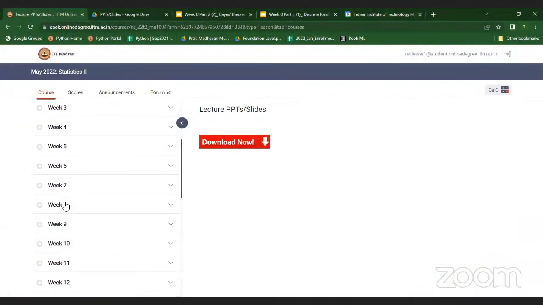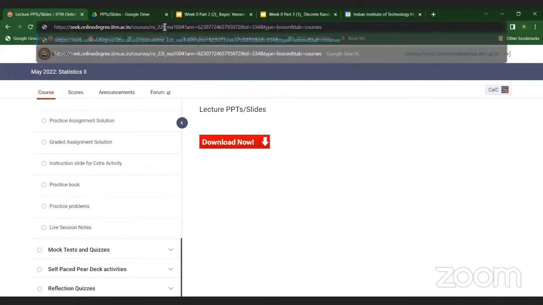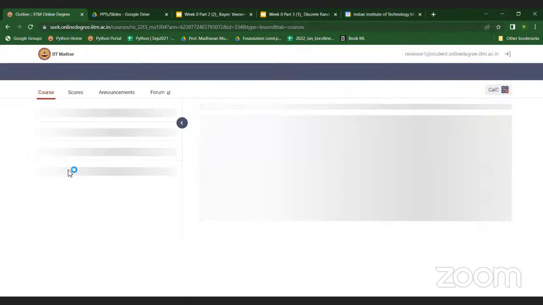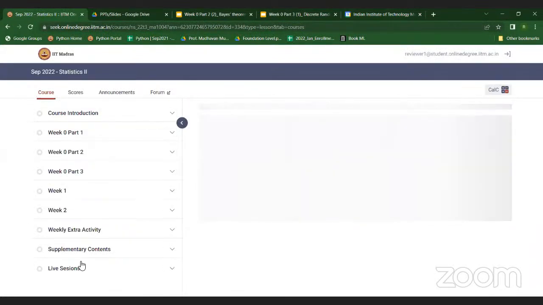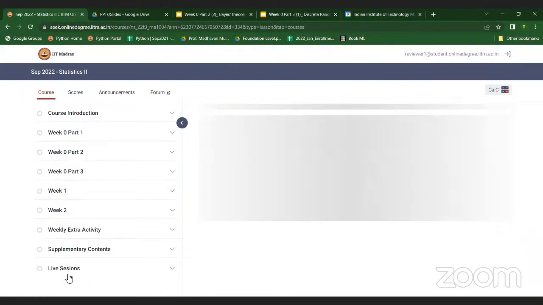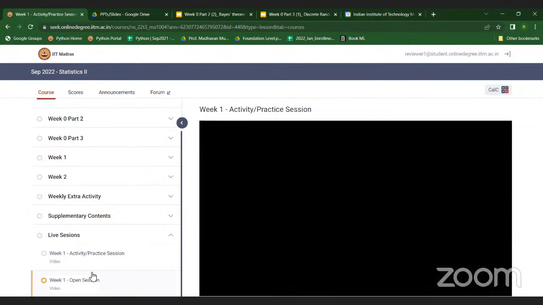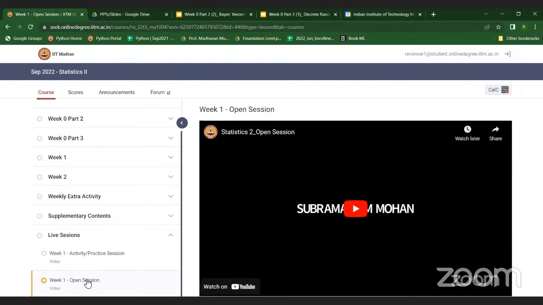But then let me show you this. I'll show you the current term. So you could see here the live session, right? Are you able to see my screen? Yes. So under this live session unit, you could see the week one activity practice session, and then this open session. This is the open session that was in the previous term. So you could go through this, and most of your concepts will be cleared, I suppose.